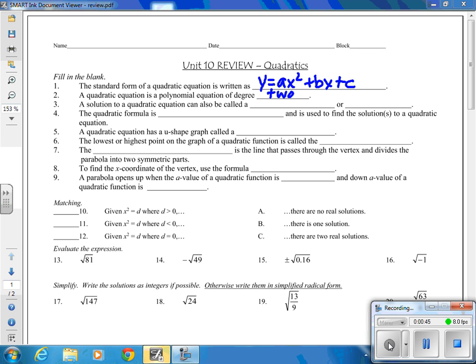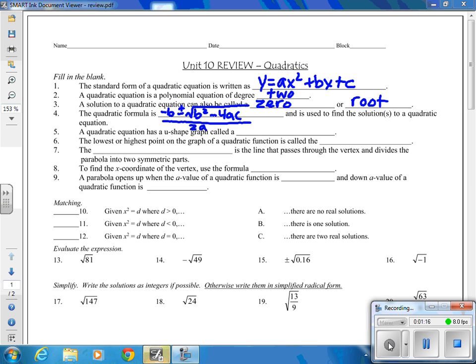Number 3, a solution to a quadratic equation can also be called a zero or root. Okay? And yes, it can also be called x-intercepts. Right? So if you had that down, that would still be acceptable. For number 4, the quadratic formula is negative b plus or minus the square root of b squared minus 4ac all over 2a. And that is used to find the solutions to a quadratic equation.